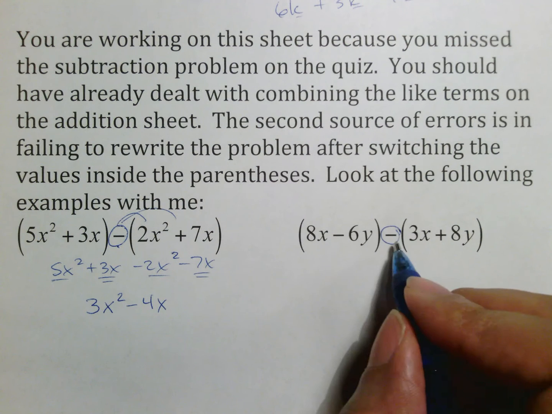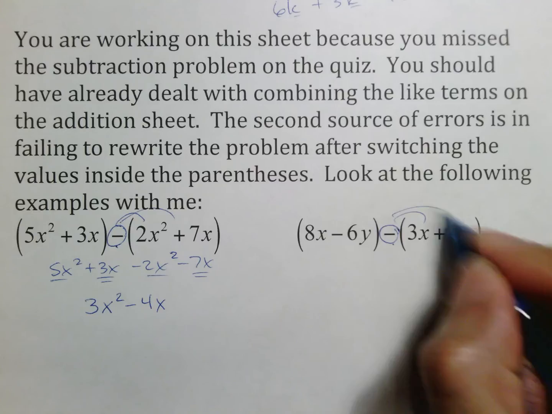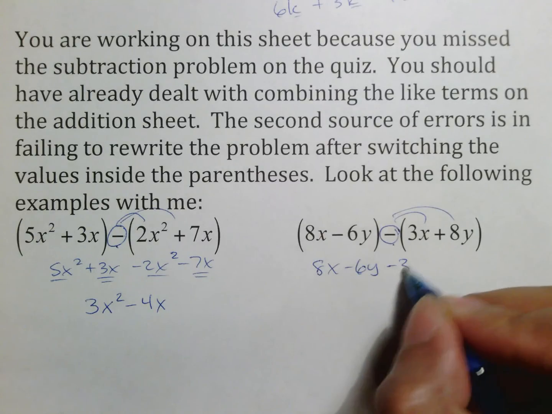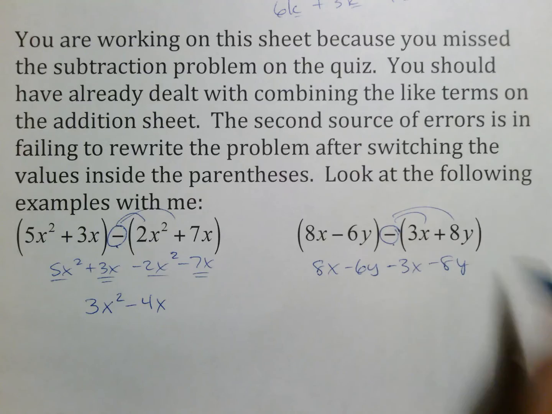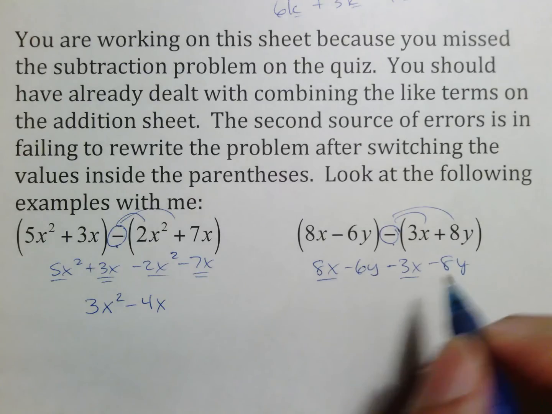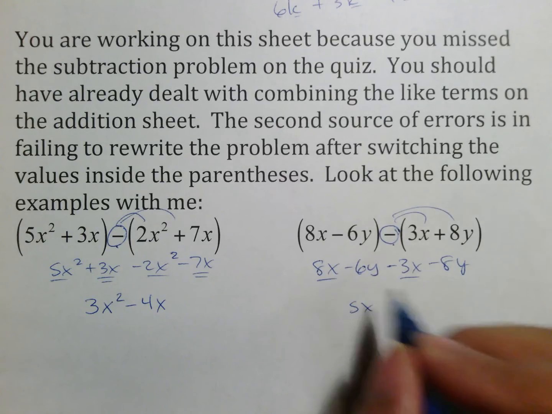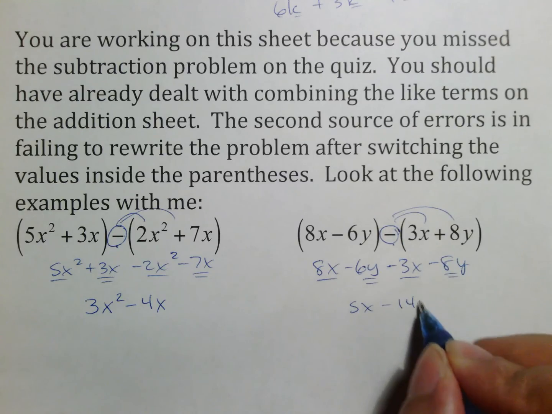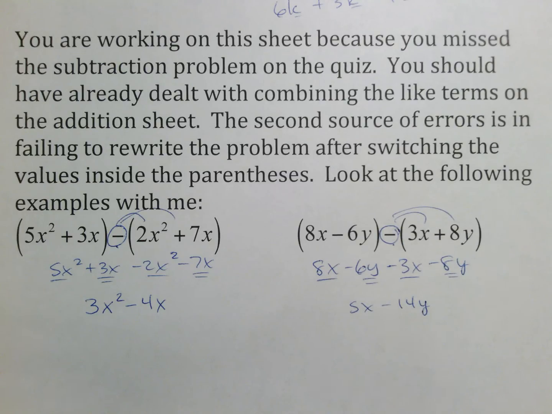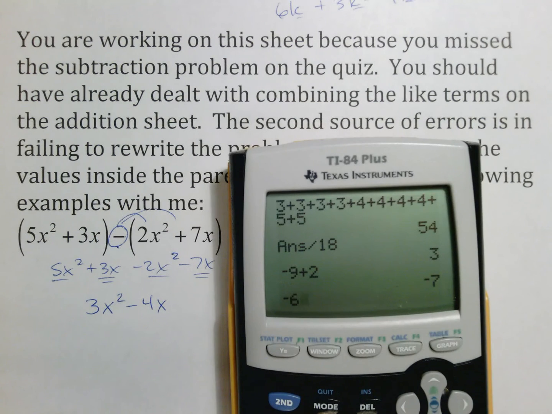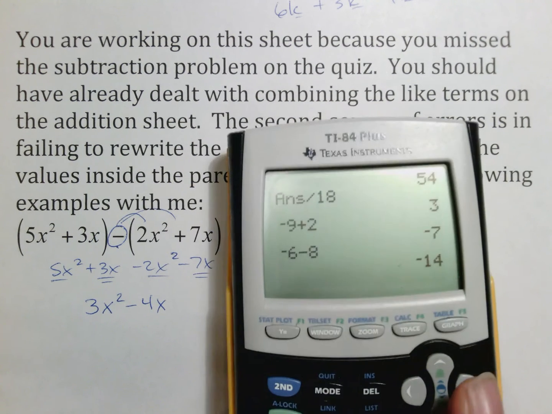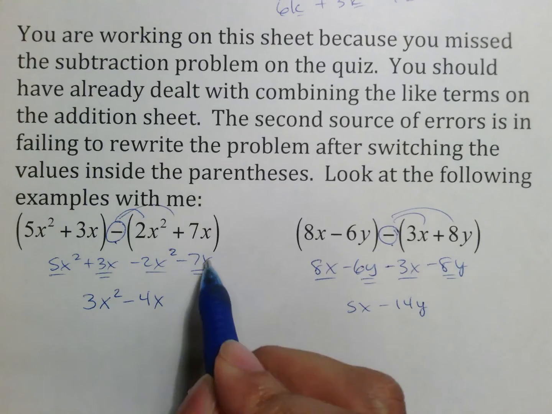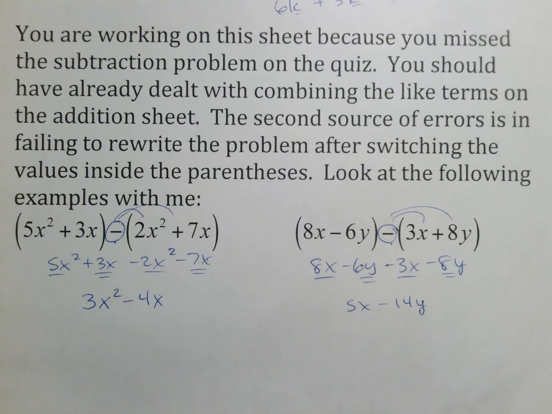Again, on the second one, you have a subtraction sign, which means switch everything behind it. So we put 8x minus 6y, and then minus 3x, and then minus 8y. Putting 8x together with 3x, you get 5x. Negative 6y with negative 8y. Notice again that is 2 negatives, which makes negative 14y. If you don't know what negative 6 minus 8 is, don't forget you can use your calculator on the test to make sure that you can verify it. But the main thing is, I should see this line and that line on your work today.